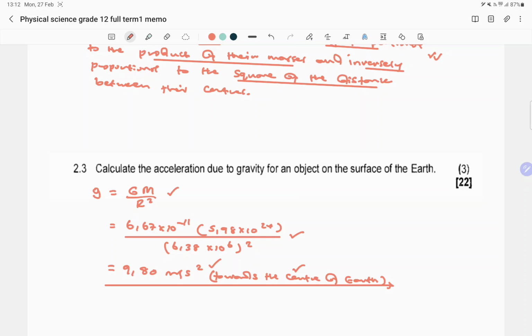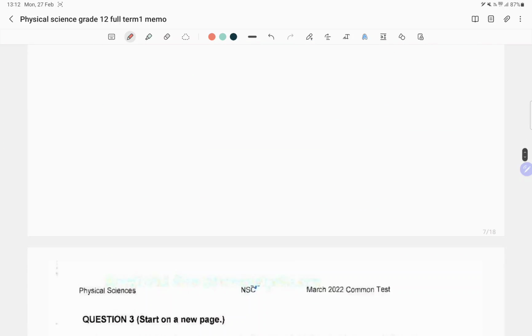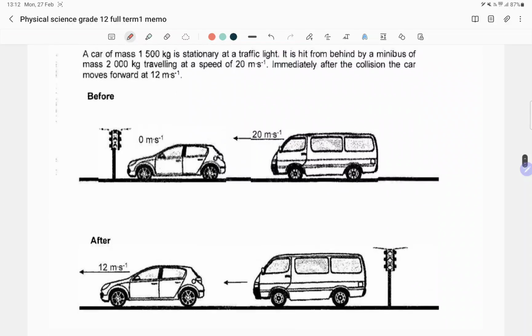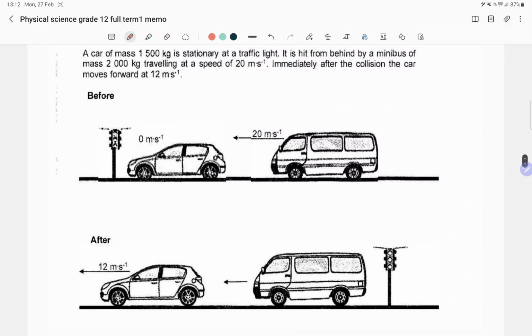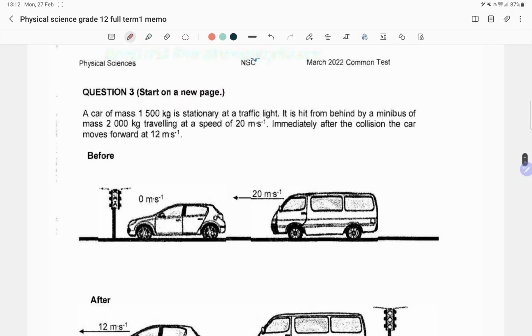All right, so guys, we've done question 2 in just an hour. So let's quickly rush through this one so that we can save up some time. Now, question 3 says a car of mass 1,5 kgs is stationary.